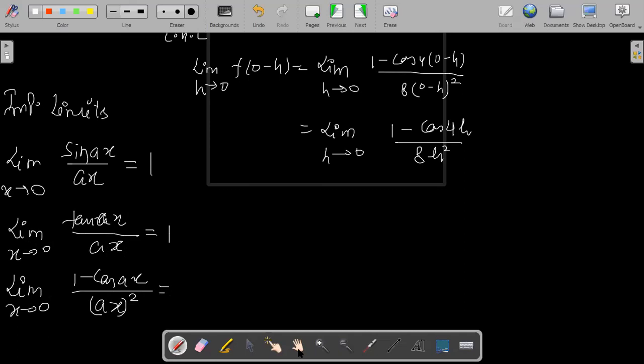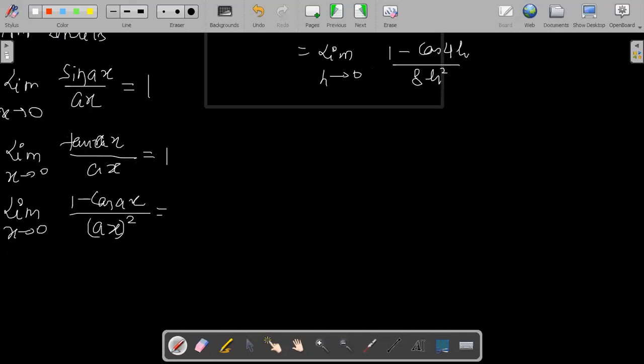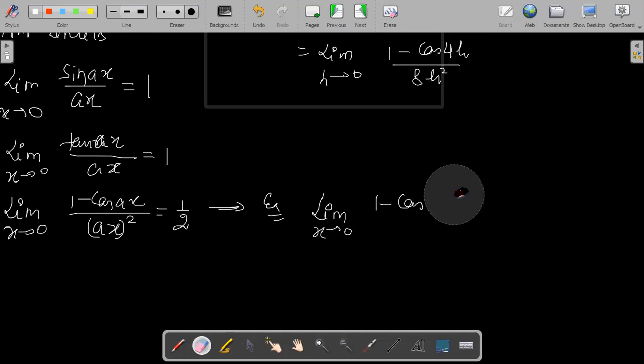So this will give us a value which is 1 by 2. So I'm taking the example for this part: limit x tends to 0, (1 minus cos x) upon x square, 1 times x to the power 2. So for this we have to solve using this part.